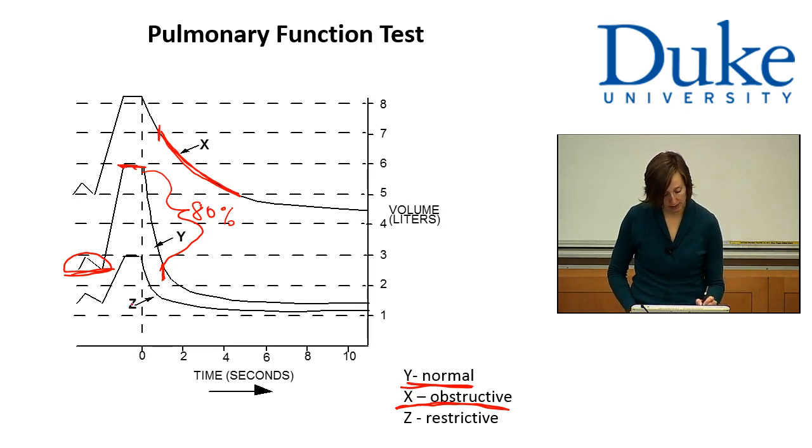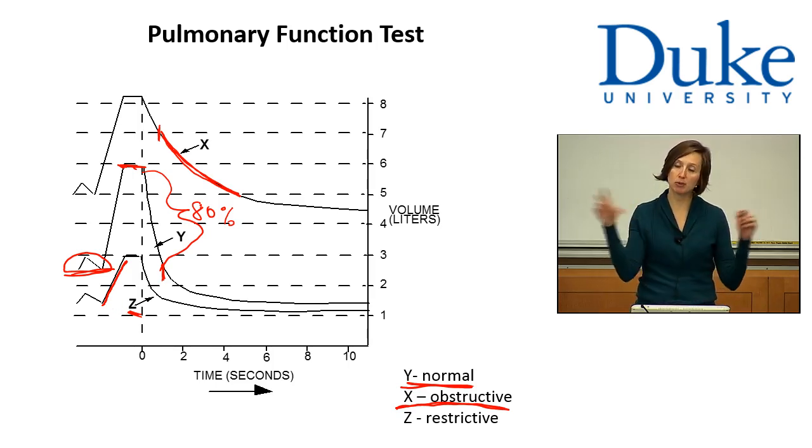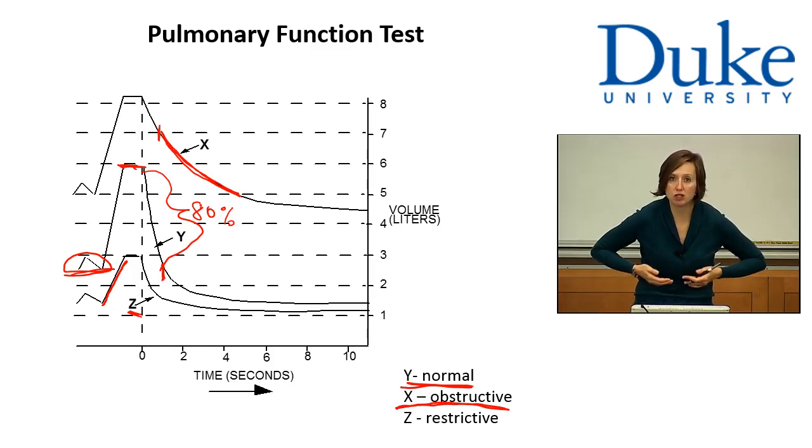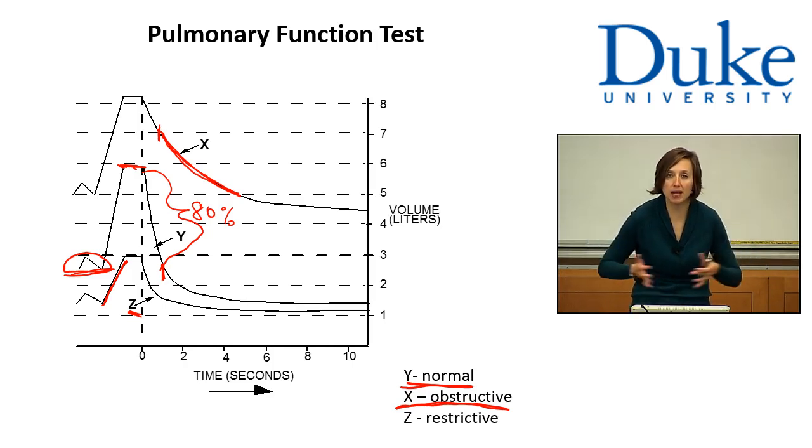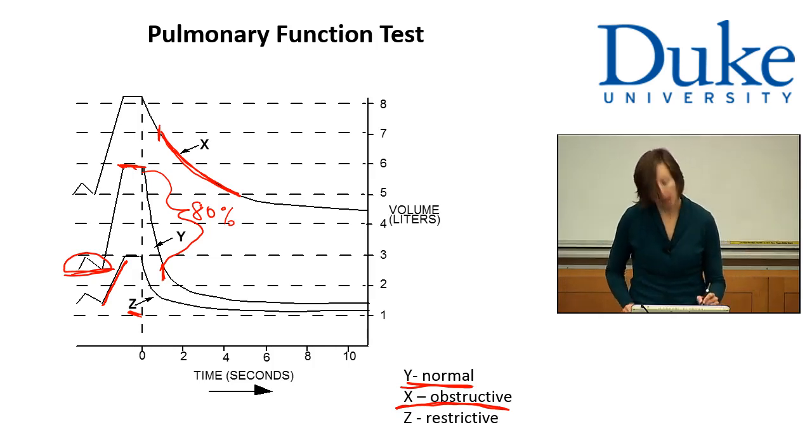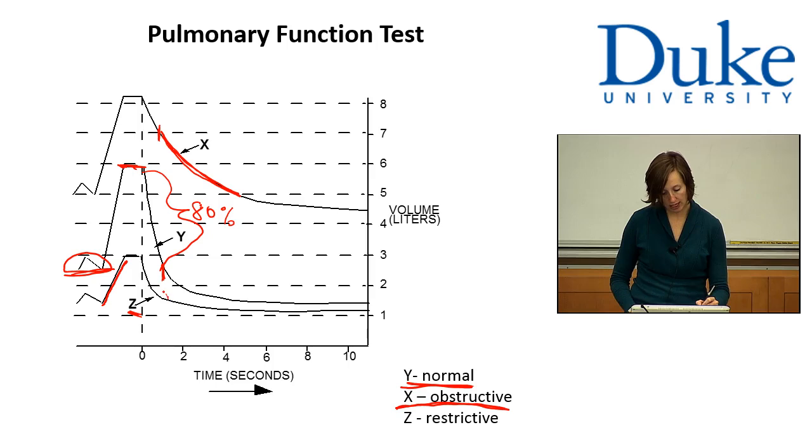In a restrictive lung disease, curve Z, you can see that when they do their inhaling, it's a much smaller volume that they're able to bring in. So for instance, they may have scoliosis and they just cannot expand their chest wall anymore to let in any more air. But then when it's time for them to exhale, it's no problem.